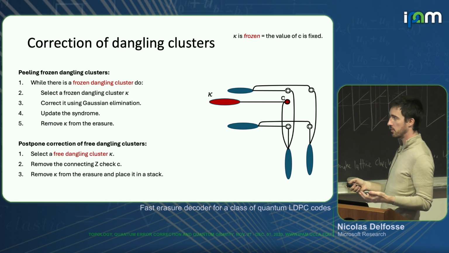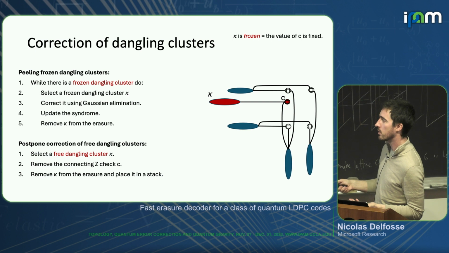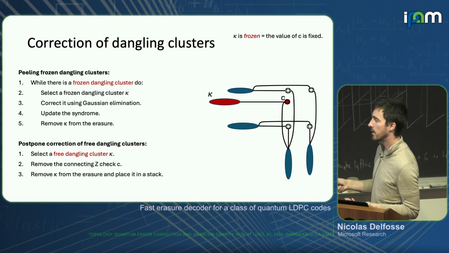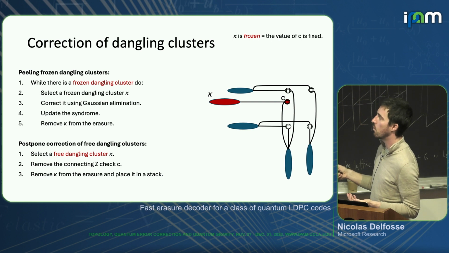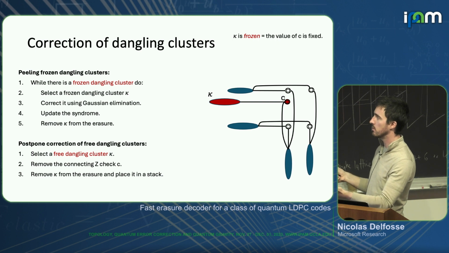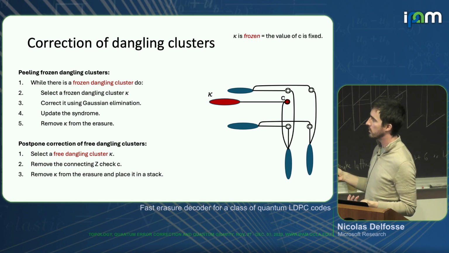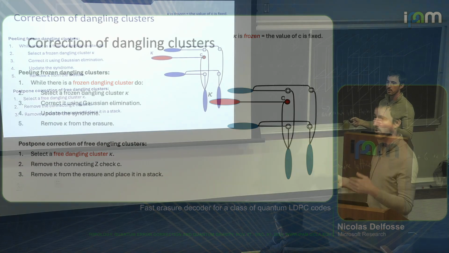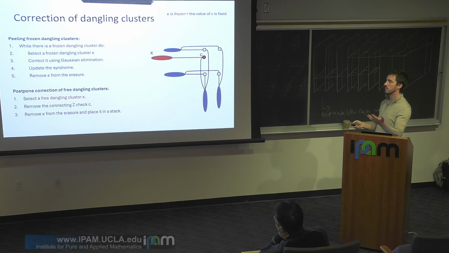And if it's not frozen, we need another process. We're going to correct a free dangling cluster as follows. If it's free, the value of C can be either 0 or 1, by finding one of the two possible types of correction here. So we can delay the correction until the end. We can decide later if we use a 0 or a 1. We don't want to take a premature decision and say, let's pick a correction that gives us 1, and then this cluster may be unable to find a valid solution with value 1. So we're going to delay it until we can correct that at the very end.